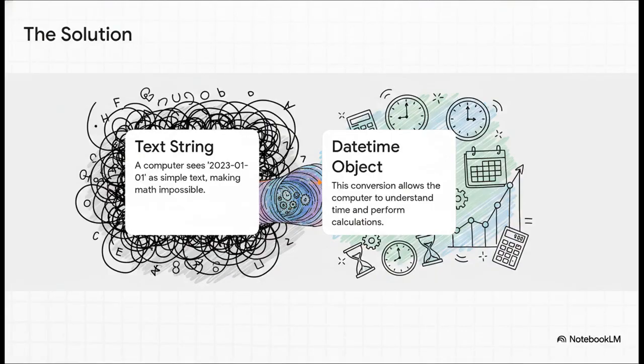And the solution? That's our time machine. We convert that totally useless string of text into something called a date-time object. It's this special format that basically teaches the computer the concept of time. And once you do that, you can do all sorts of powerful calculations, like finding the exact number of days between 2 key events in your investigation.